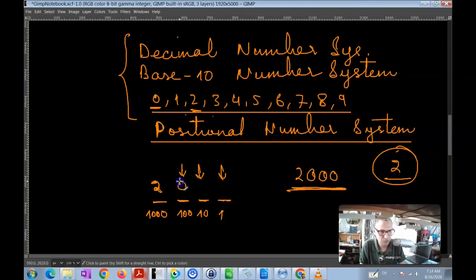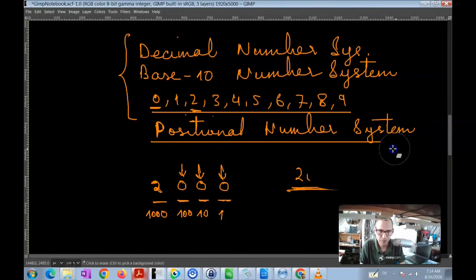We put a 0 here, a 0 here, and a 0 here, which means that in the ones place value I have 0, I have nothing. In the tens place value I have nothing. In the hundreds place value I have nothing. But in the thousands place value I have 2 groups, which means that the value of the number is 2000, right? So that's the idea of a positional number system.